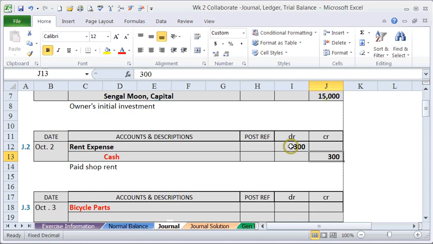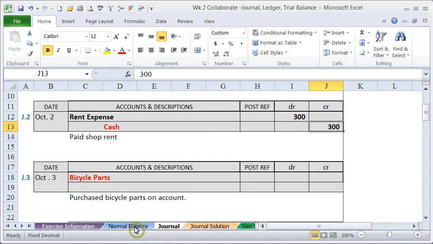I also want to point out here that in every journal entry, the total of the debits will be equal to the total of the credits. That will be true for every journal entry that we write this term. So once we know that we have a $300 debit to rent expense, we also know that we have a $300 credit to cash. This is how we keep the accounting equation balanced, by keeping debits equal to credits.